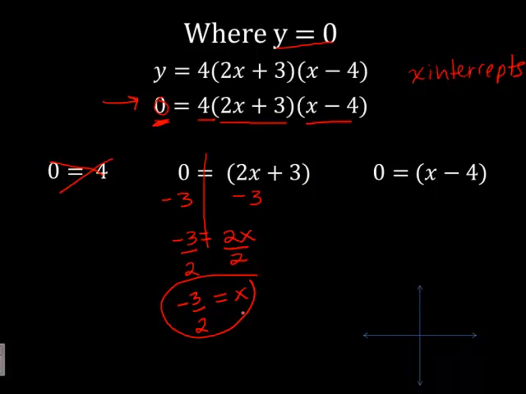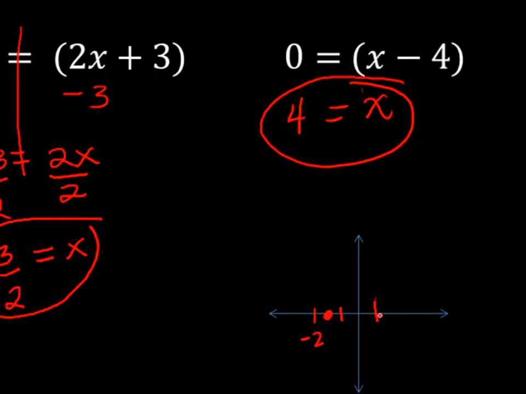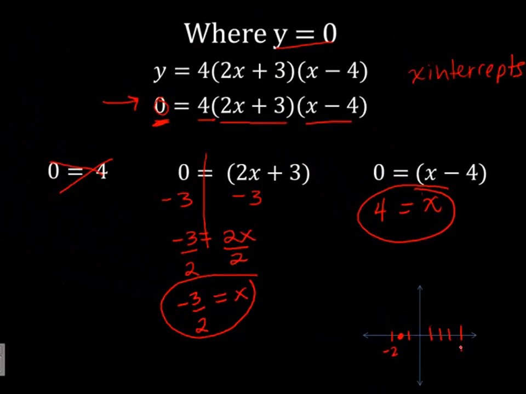And so that is the x value of the first root I have found, and that is negative 1.5. So if that's negative 2, then I have a first root right there. Over here, if I solve for x, I can easily see that x must equal 4. So that is my second root. So 1, 2, 3, 4. And I'm calling them roots, but again, they're just x-intercepts. So those are the x-intercepts of my parabola.